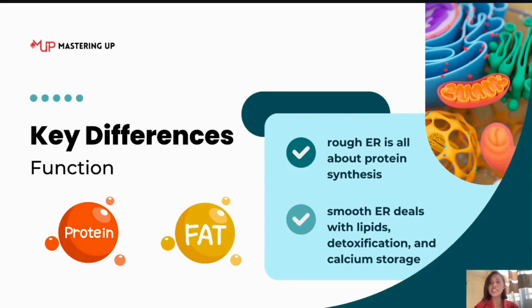Another important task of the smooth ER, again, is to store and regulate calcium ions. Calcium is a crucial ion involved in many processes, including muscle contractions. When muscle cells need to contract, the smooth ER releases calcium to trigger this process. This is why muscle cells have a lot of smooth ER to help with calcium regulation.